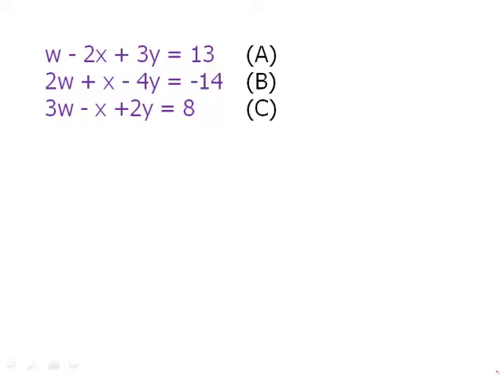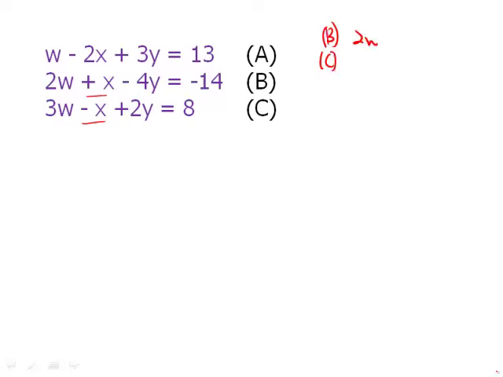Well, the first thing that catches my eye: notice we have a plus x and a minus x. That really just kind of jumps out at me. It's kind of a screaming sign as far as I'm concerned in these equations. What that means is I could add those two equations and eliminate an x. So I'm going to add b and c.